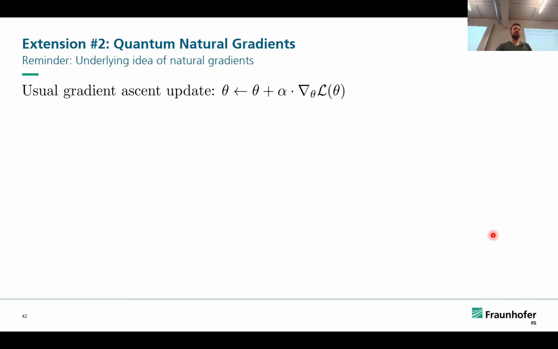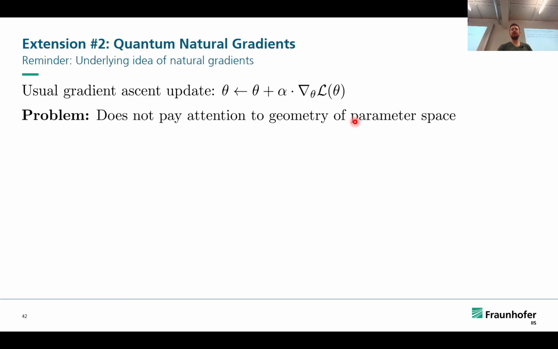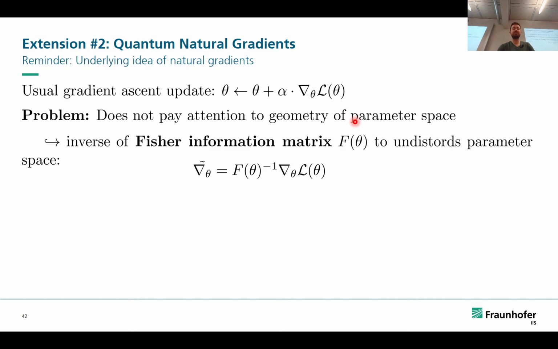So where we come from is just again this first order gradient update with gradient ascent. And again, the problem is we don't really pay attention to the geometry of our parameter space. So very small changes in the parameter space might lead to very big changes in the policy space, which usually could lead to very unstable training. So we want to basically introduce the second order terms, usually in the form of the inverse of the Fisher information matrix.